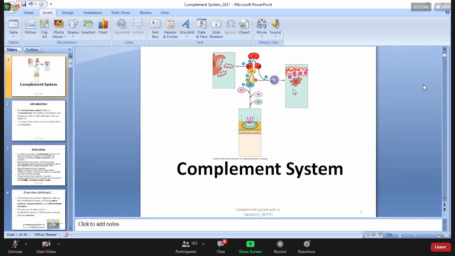Actually, that's why in some of these cases, we simply give them mast cell stabilizers. The mast cell stabilizers act on the membrane such that even in the presence of these other components, the mast cell does not degranulate.